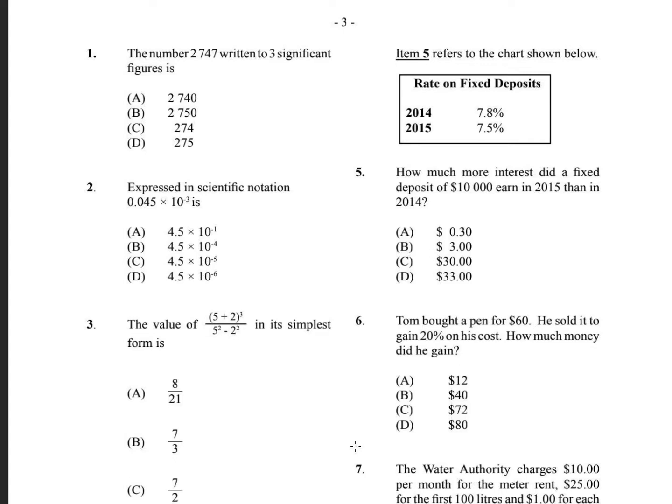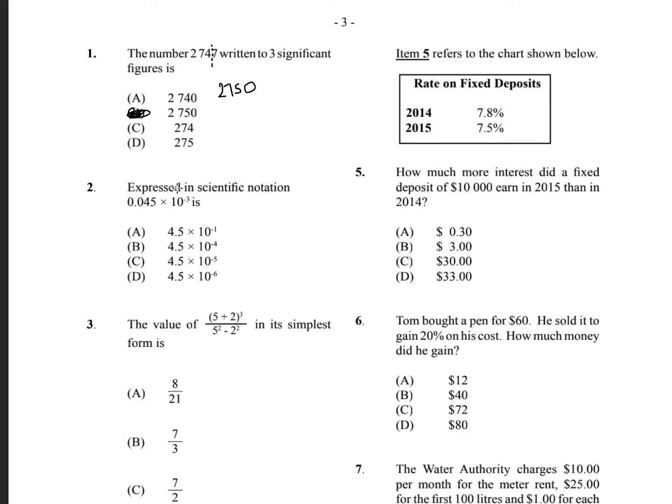So question 1 says the number 2747 written to 3 significant figures. How would you write this out? What you want to do is you want to ensure you do something like that. This is greater than 5, so you round this up. You keep the 0. So your answer here is B.